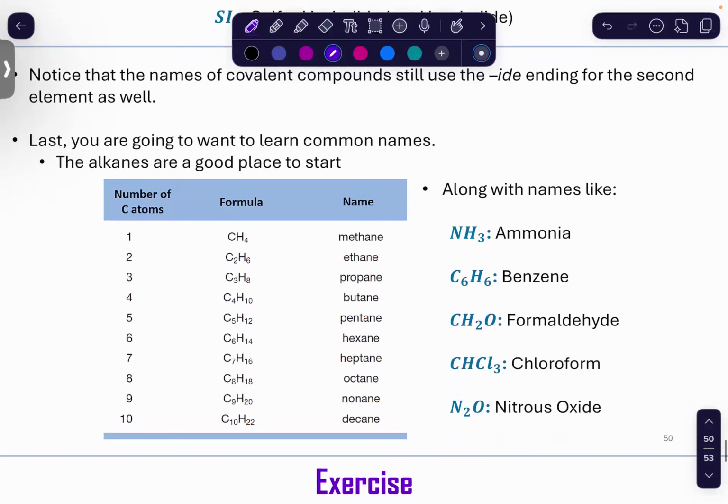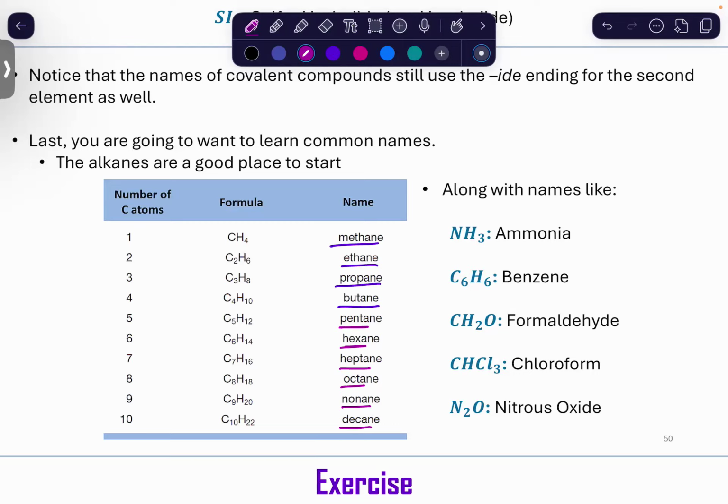Something else you're going to want to start working on are common names. You're definitely going to want to know your list of alkanes here. The ones that are the hardest are methane, ethane, propane, butane, because their numerical prefixes don't match what you would think. So like here you see penta, 5 carbons, hexa, 6 carbons, hepta, 7, octa, 8, nona, 9, deca, 10. Those make sense as far as numerical prefixes go.